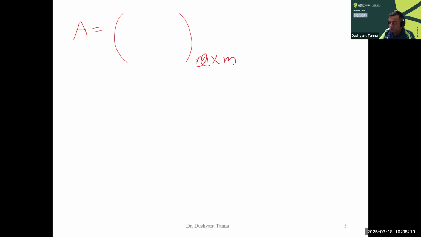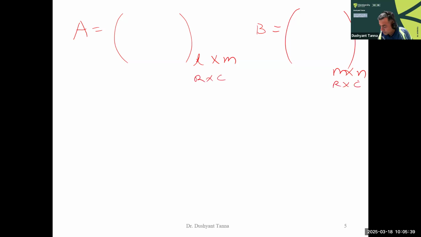Then before we even think about multiplying it, if you're going to multiply with matrix B, which should be M cross N. What we are saying here is that, as we know, this is row and column, the number of columns of A should be the same as the number of rows of B. If that is not true, then you cannot proceed with multiplication. So that's the first condition that everyone should check.